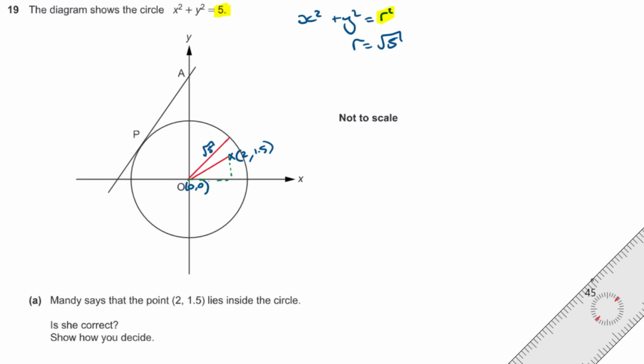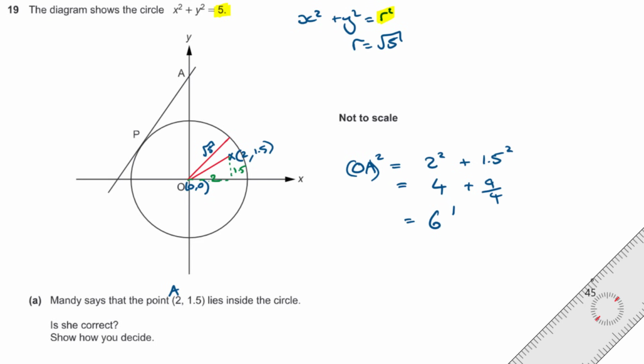I know that this value here is 2 and this one is 1.5. I get that from the coordinates. So 2 squared plus 1.5 squared, all square rooted. Let's call it point A, length OA squared is equal to 2 squared plus 1.5 squared using Pythagoras' theorem. 2 squared is 4, 1.5 squared, well 1.5 is 3 over 2, squared it is 9 over 4, isn't it? So 4 plus 9 over 4. Well, 9 over 4 is 2 and 1/4, isn't it?